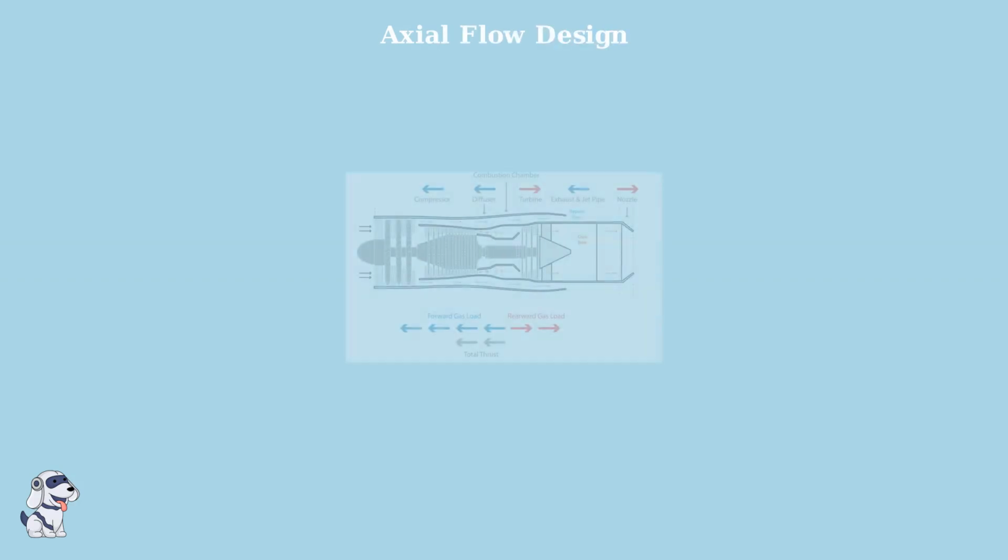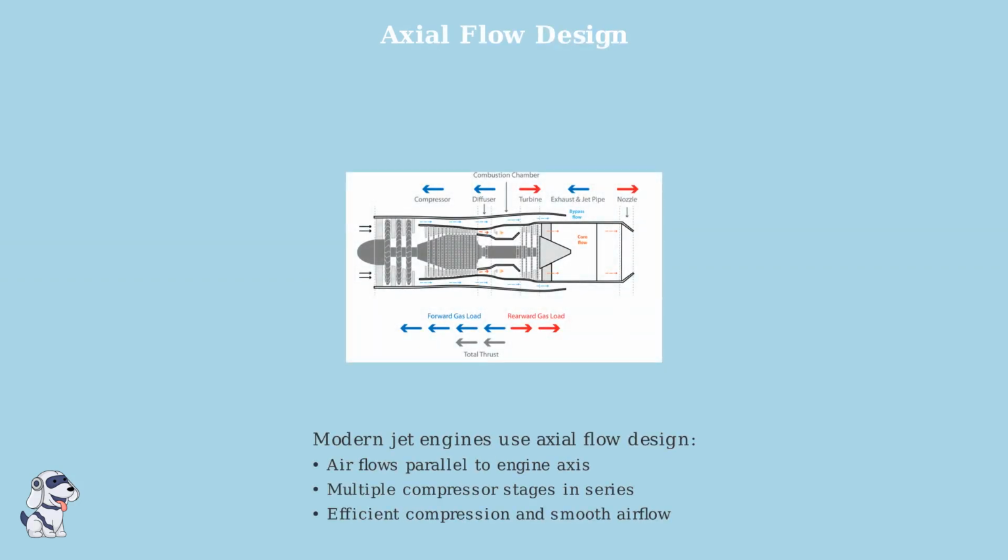Modern jet engines are axial flow engines, meaning air flows parallel to the engine's central axis during compression. This design allows for multiple compressor stages arranged in series, providing efficient compression while maintaining smooth, continuous airflow through the engine.